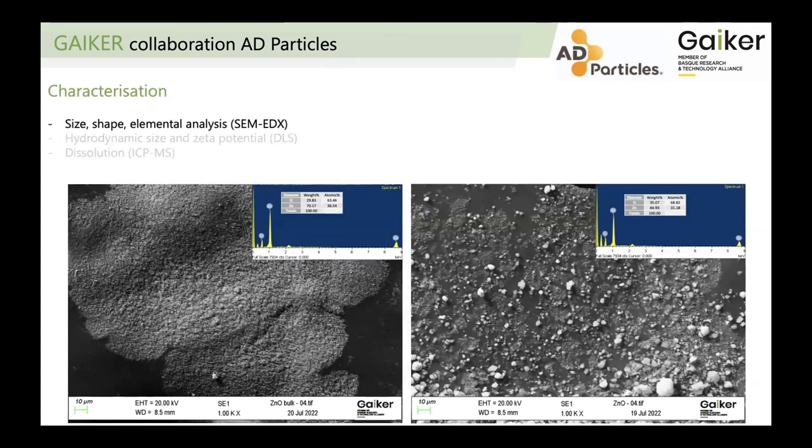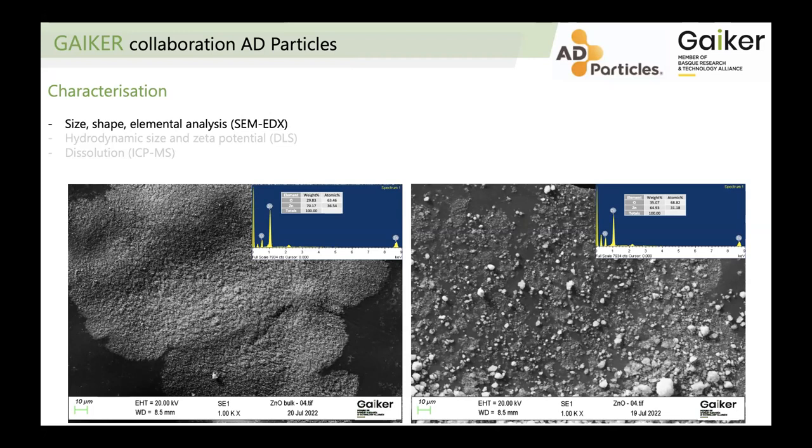So we started with the results of this characterization. Based on the SEM and EDX analysis, these two images are just representative of the materials that we studied. On the left-hand side, we have a very general view of the zinc oxide bulk particles. You can't see the details, but basically we have particles of around 250 nanometers in size.